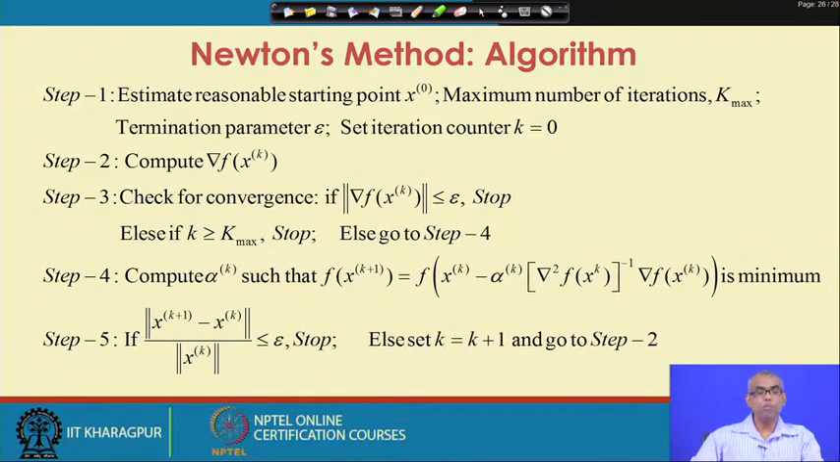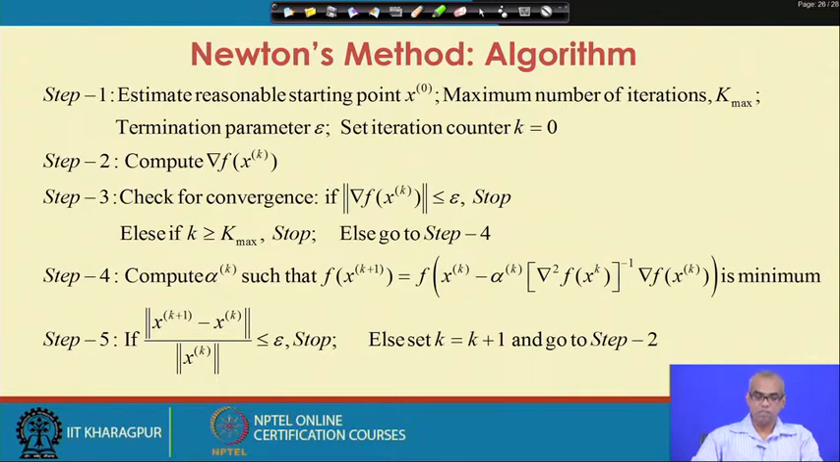So, the first thing we do is compute the gradient of the objective function at x k, which is the current estimate. We check for convergence in the third step, which we can do by looking at the norm of the gradient. That means the magnitude of the gradient, if very small, we will stop. We will also stop if we have exceeded the maximum allowable number of iterations. So, if k is greater or equal to k max, we will stop. Otherwise, we go to the next step.